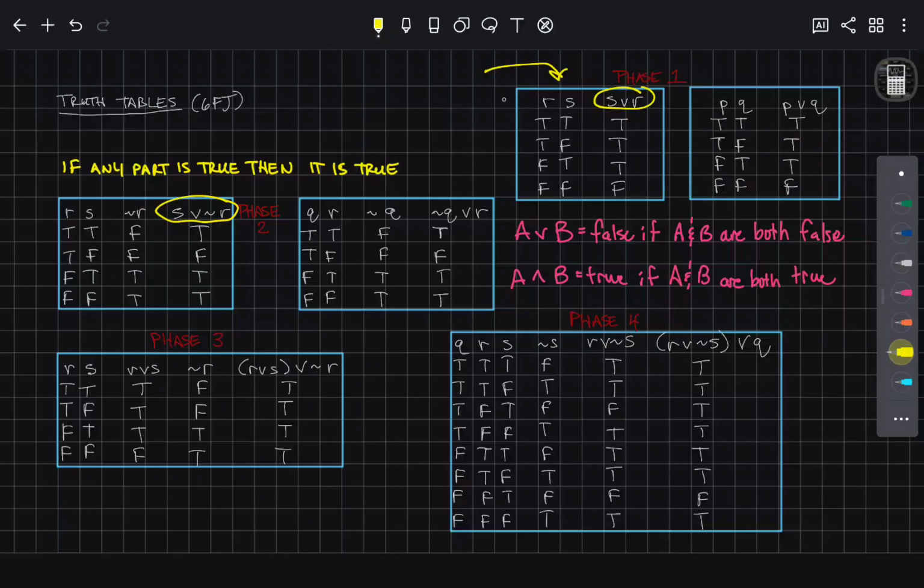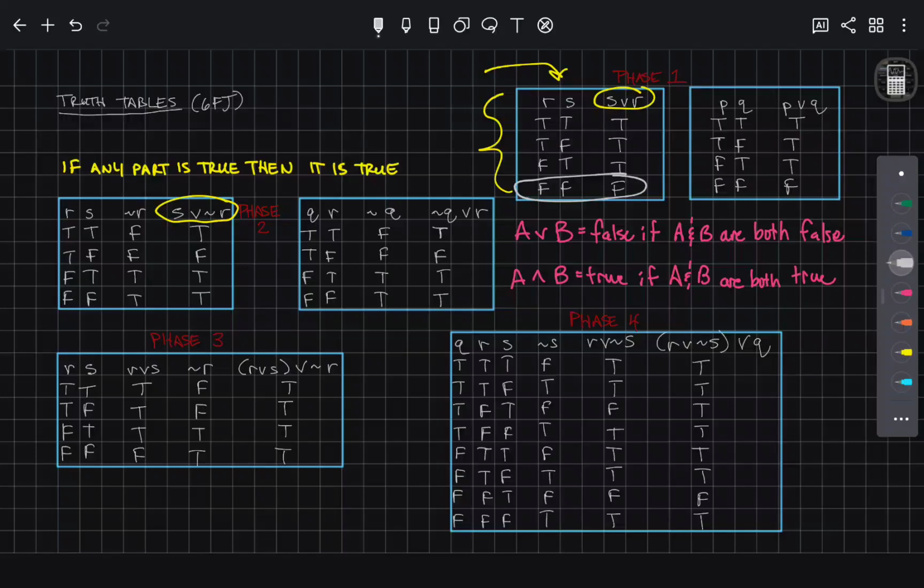So whenever we look at this simple table right here, you can see that in order for S down arrow R to be false, it would require R and S both to be false, which is why, whenever we're looking at this, you can see that the only one that turned out to be false was the one where both R and S are false.